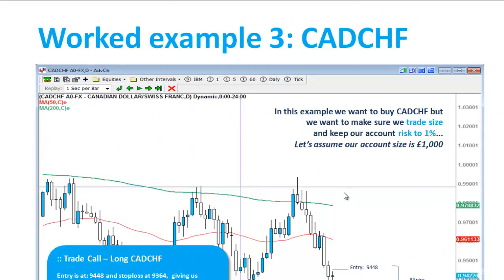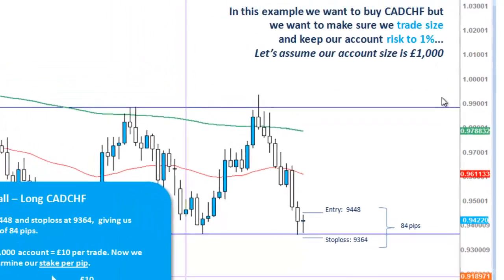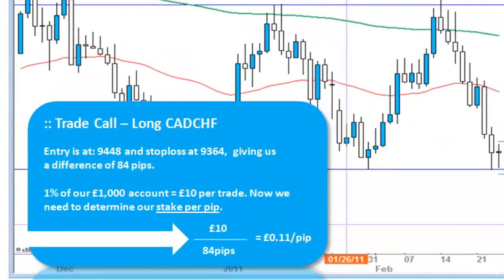Let's take CAD Swiss, this cross-currency pair here. We've got a £1,000 account, and we've got an entry long on this small inside bar here at 94.48, just above the high, and our stop loss is just below the low at 93.64, giving us a difference of 84 pips between entry and stop loss. So, 1% of our £1,000 account size is £10. We divide £10 by 84 pips, giving us 11 pence per pip. We don't want to trade any more than 11 pence per pip.